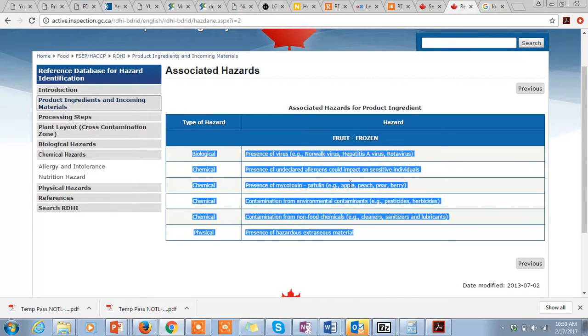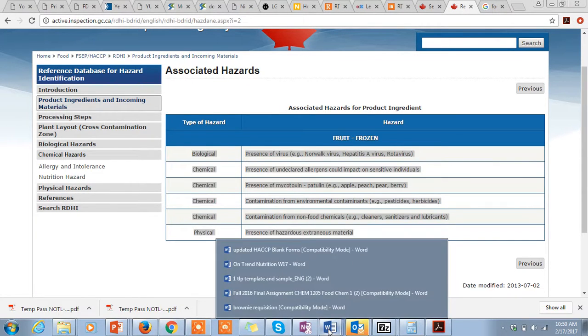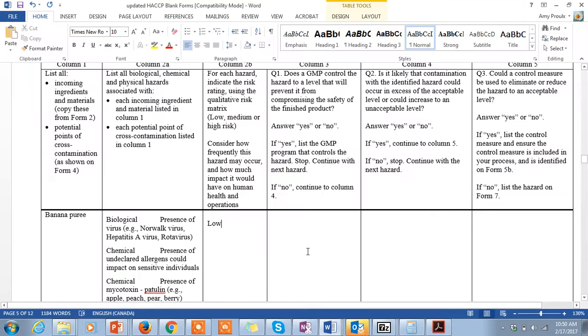At this point, we're deciding what are the appropriate risk profiles on the hazards, sorry about that. So we decided that Norwalk virus was a reasonably low risk rating on frozen banana puree. I should put the frozen here. Chemical. Would undeclared allergens impact on sensitive individuals?